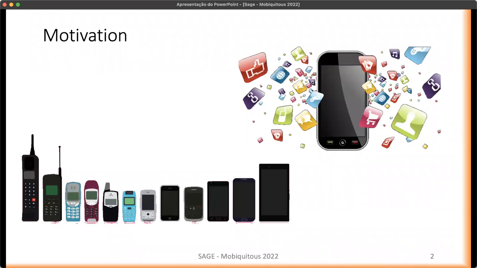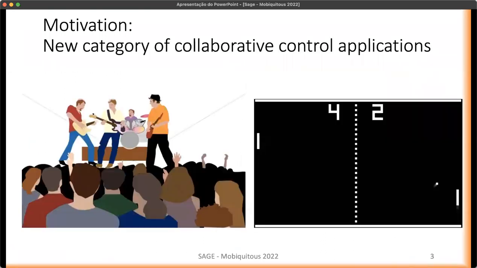The resource-rich environments that we currently have at the edge of the network provide opportunities for developing new types of applications. Here in this paper, we are particularly interested in collaborative control applications where users, using their devices, collaborate to control an asset, which can be an asset in the real world, such as stage lighting in a concert, here on the left, or an object in a game. Here on the right, we control the pedals of the very well-known Pong game.